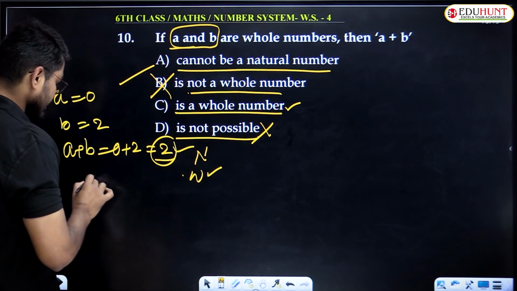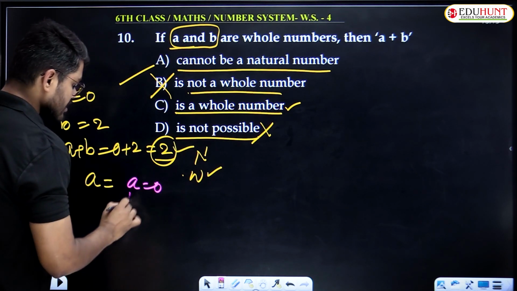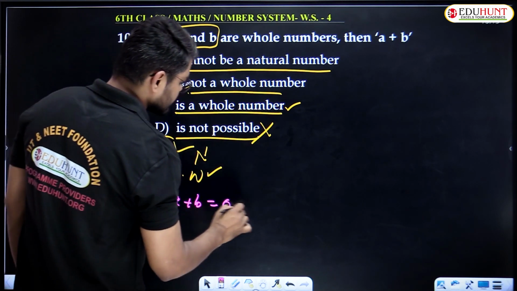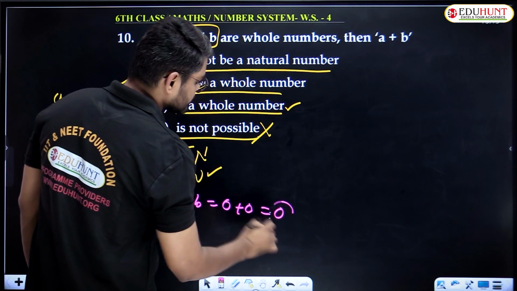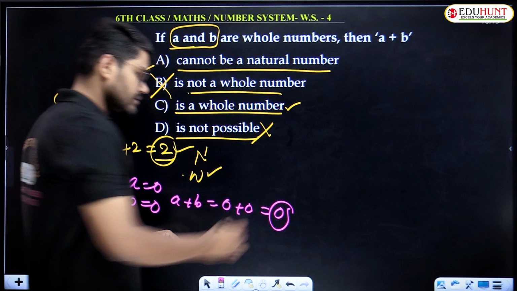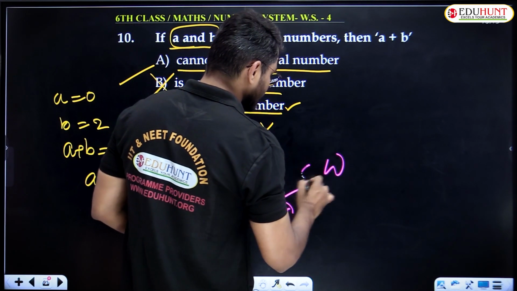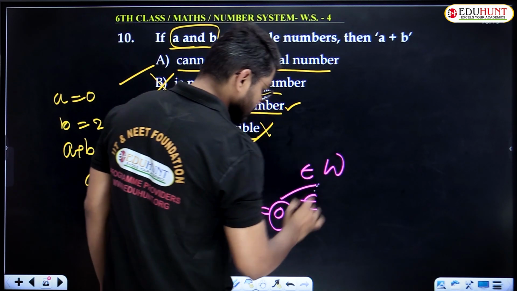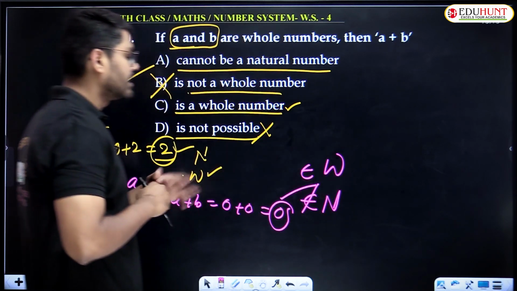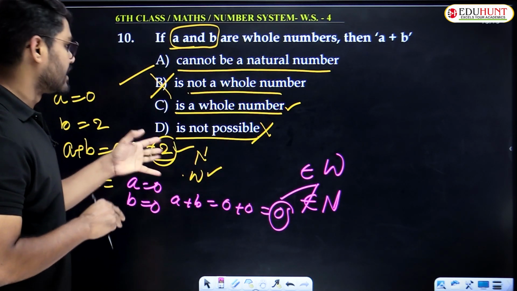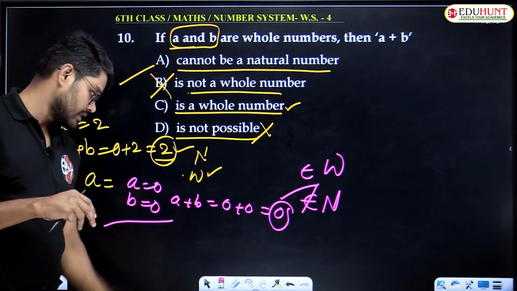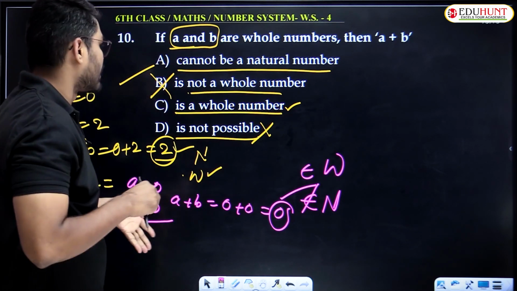See, if I take A is equal to 0, B is equal to 0. That means A plus B is equal to 0 plus 0, 0. Okay. 0 is a whole number. 0 belongs to whole number but does not belong to N. Did you understand, students? Here cannot be a natural number. Yes, in this case it is not a natural number. It is a whole number.